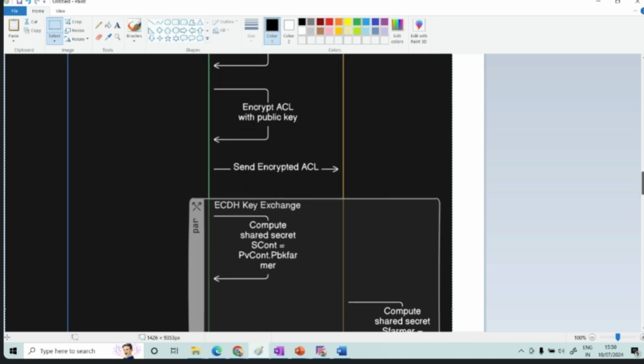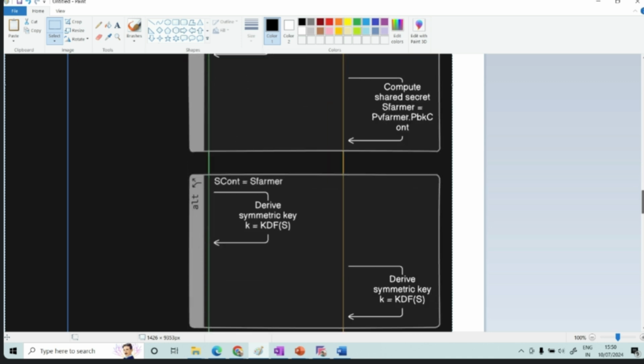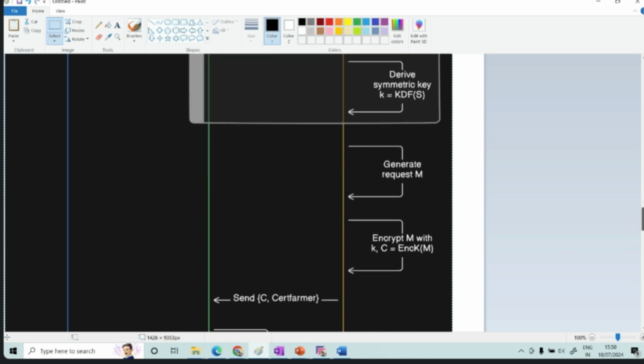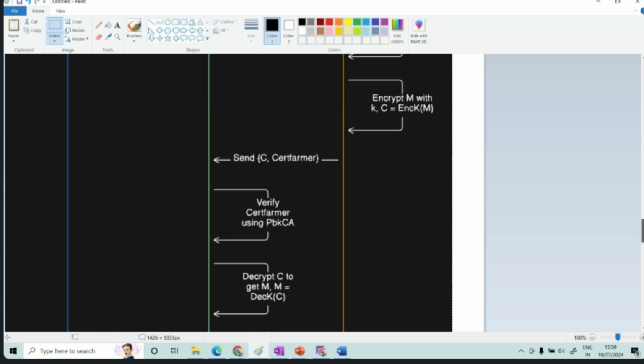Then we can generate the symmetric key. If both values are the same, then on the basis of this value, this will be the secret value. This secret value will be fed as an input parameter into the key derivation function to generate the key. In the same way, here also it derives the key, and then they can use that key for encryption and decryption. Here it encrypts the message M with key K, and decrypts with key K, and then we get the ciphertext.